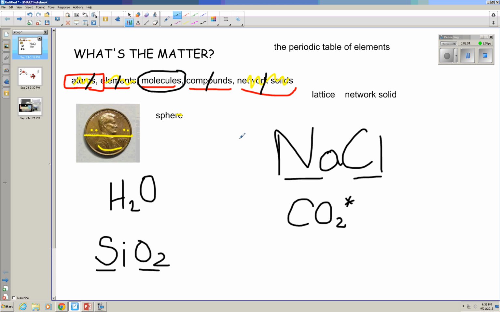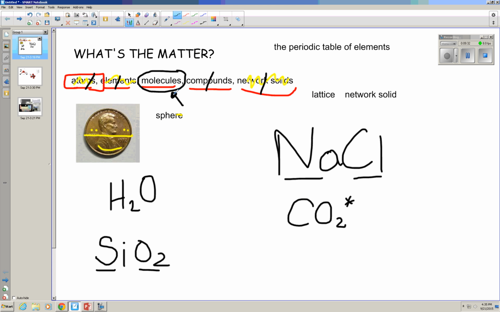Remember before when I asked you if you'd inhale a penny? And most of you said, what are you, nuts? You probably would not want to inhale a penny. Why? Well, it's a solid. It has billions and billions of atoms bonded together. Probably not a good idea to inhale it. It may be stuck up in your nose for quite some time. So what do you inhale? It turns out you inhale molecules.